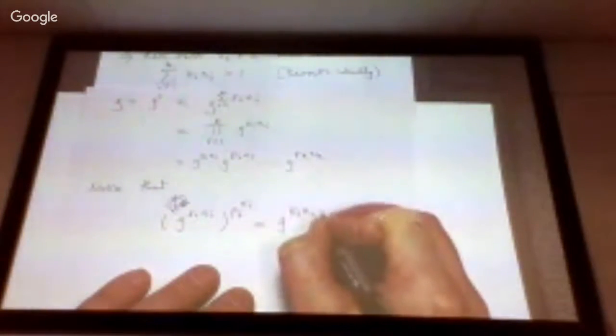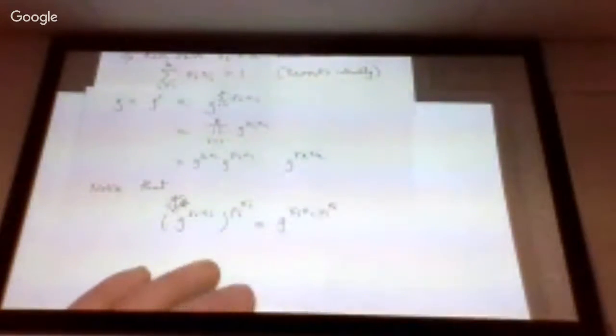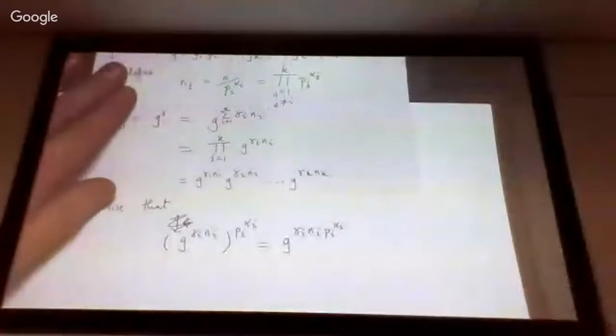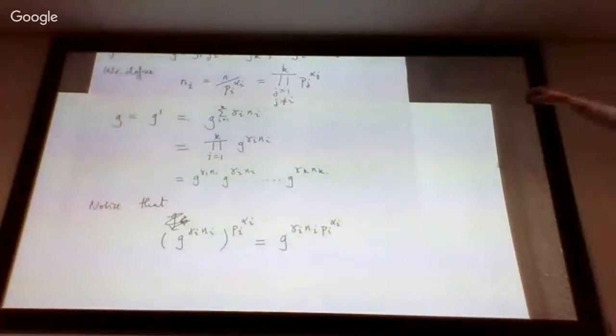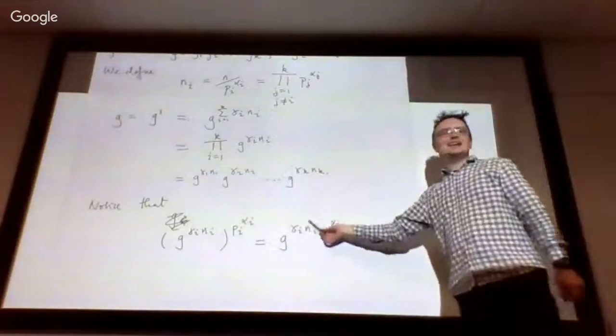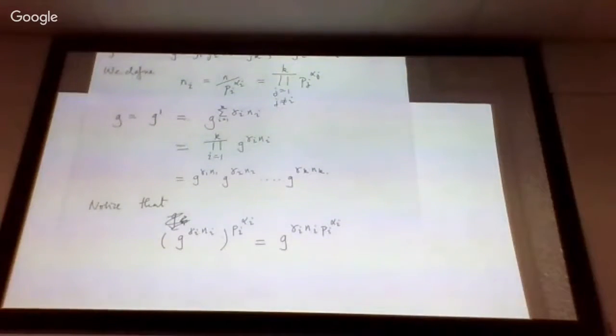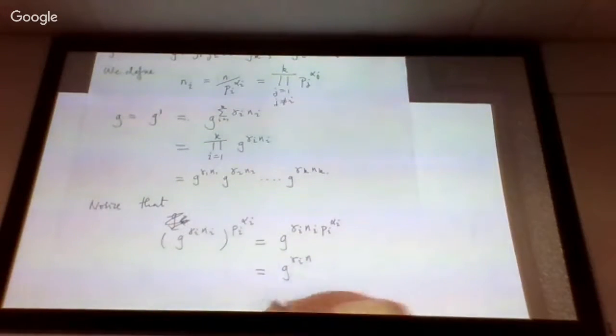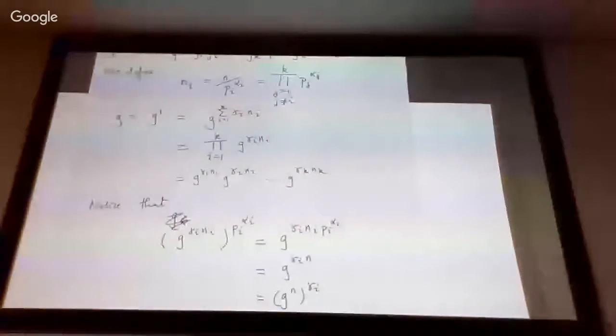So, just by rules of indices, this is g to the n_i gamma_i, times p_i to the alpha_i. What was our definition of n_i? Remember, n_i was n divided out by p_i to the alpha_i. So when you multiply it back in, this is n. So that's g to the gamma_i n, and that you can reorganize as g to the n, gamma_i. n is the order of the group.